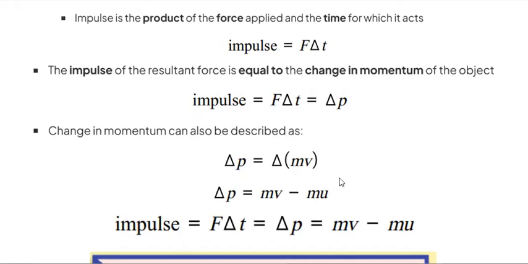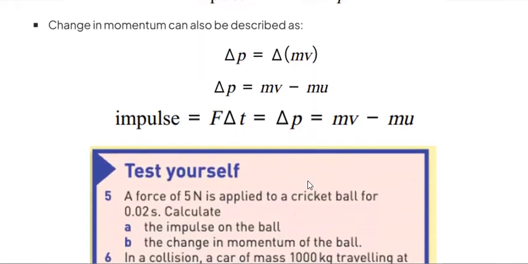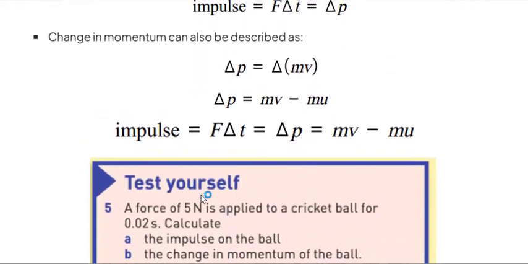We will use this in our numericals. So we look at question number 5. Question number 5 says a force of 5 Newton is applied to a cricket ball for this much time. So we have force F, we have time t, and we can calculate the impulse using this formula. The impulse and change in momentum are the same thing, so we will just write the answer of the first part in the second part.